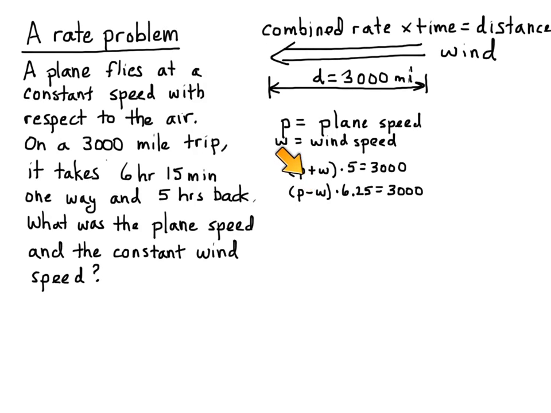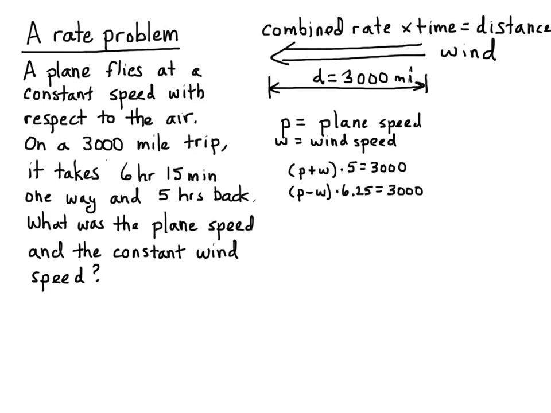In this first one, we're saying the plane is flying with the wind, and you know that that's a faster speed, and so it takes a shorter amount of time, equals the distance. The second one is the plane is flying against the wind, so it's the plane's speed minus the wind speed will give you the speed with respect to the ground. Then times 6 1/4, that's 6 hours 15 minutes, equals 3,000.